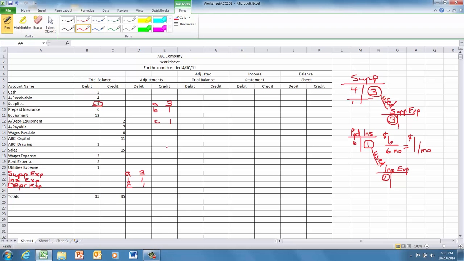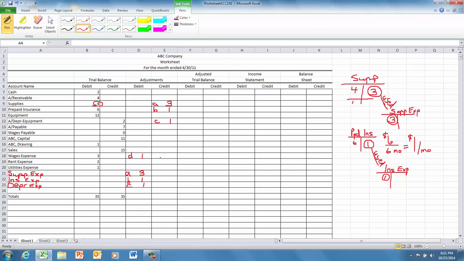Finally, I'm told that there's accrued wages. Wages where we've used the employees, but we haven't paid them yet. But it's where we've used them in the month of April. And so they need to go in the April's books as April wages expense. And so here I'm going to debit wages expense for $1. So I put my little letter D and $1.